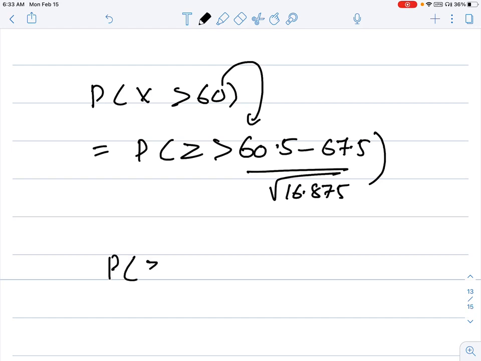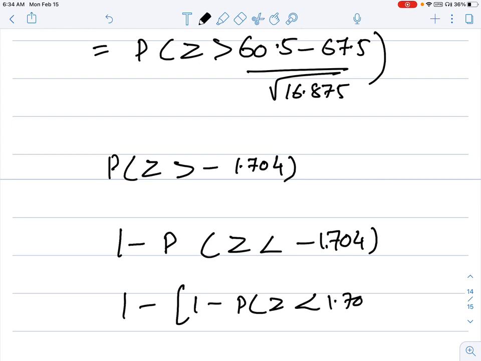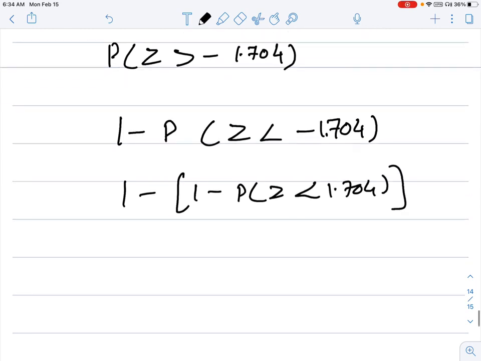So probability of z greater than minus 1.704. So greater to lesser means 1 minus. Then negative to positive means one more time 1 minus. So finally the answer is 0.956. That completes the paper.